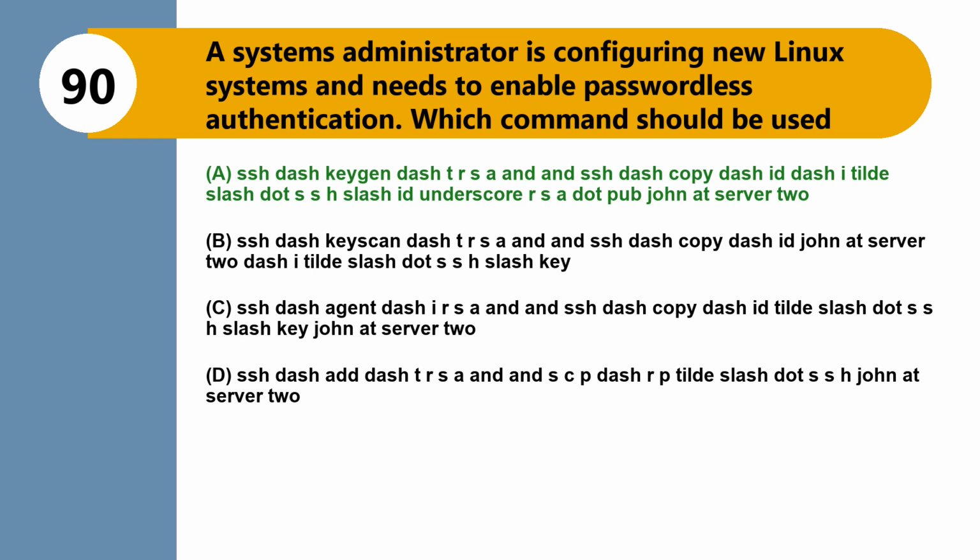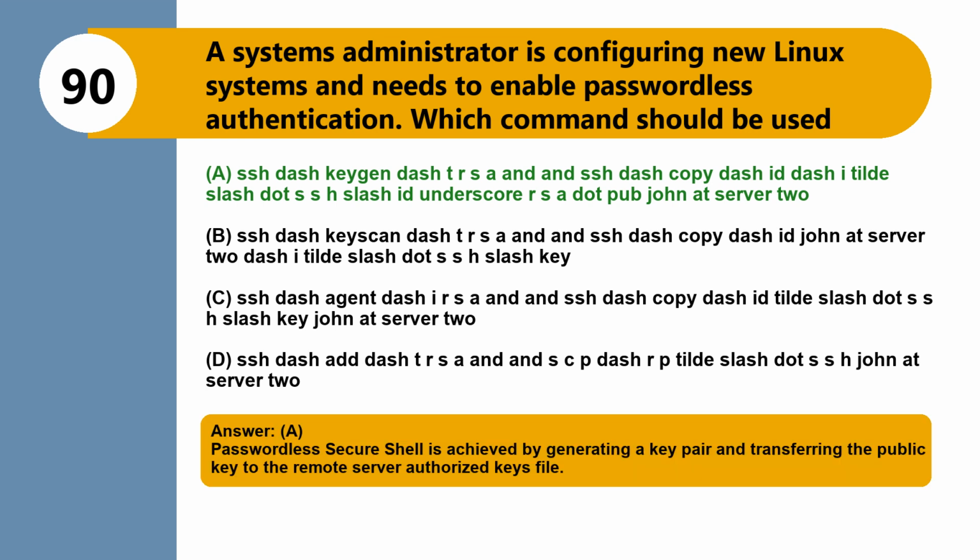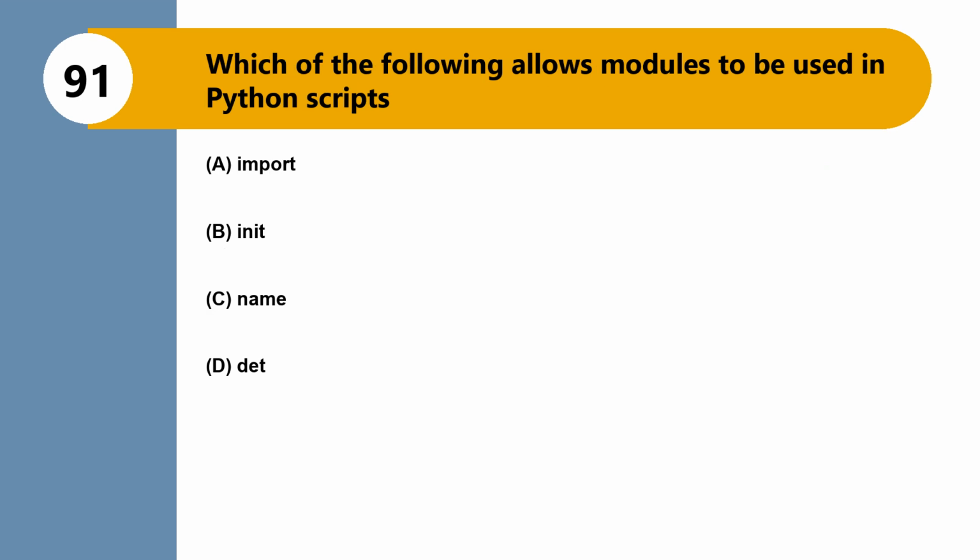The correct answer is option A, ssh-keygen -t rsa and an ssh-copy-id -i ~/.ssh/id_rsa.pub john@server2. Passwordless secure shell is achieved by generating a key pair and transferring the public key to the remote server's authorized keys file.